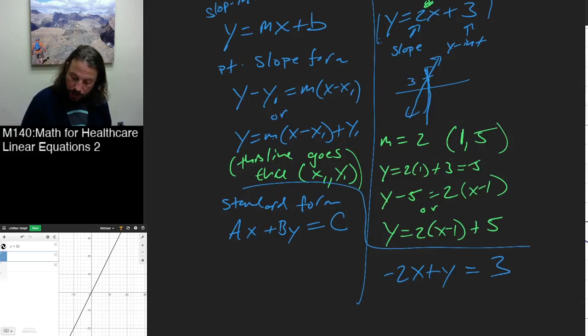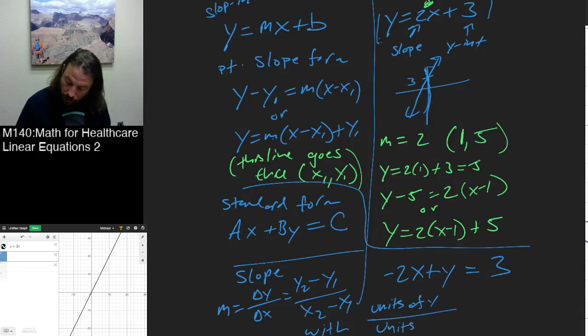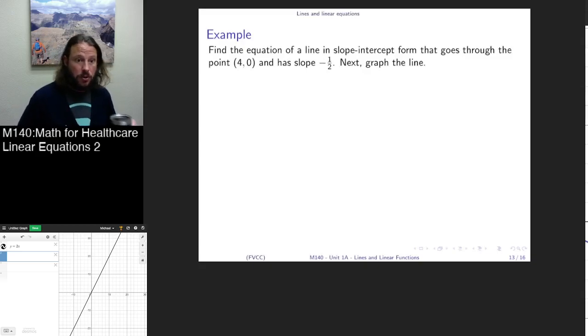And again, I should say importantly, the slope is m, equal to the change in y over the change in x, which is equal to y2 minus y1 over x2 minus x1. Remember, what are the units here? Units of y over units of x. That's going to be important. Those units are useful for the applied problems. All right, so let's look at a couple examples.